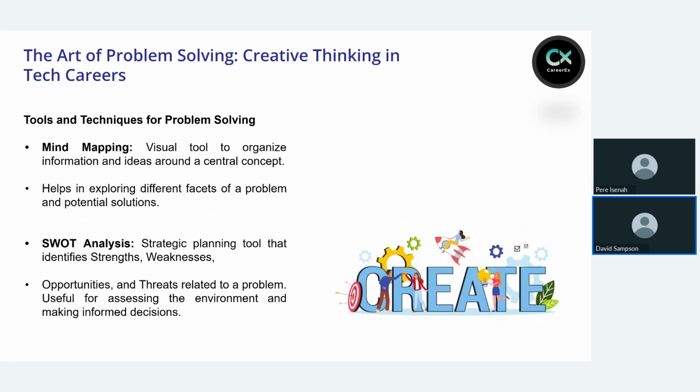Okay, now there are tools and techniques you can actually employ in order to solve problems. So the first one is mind mapping. Mind mapping is like a visual tool used to organize information and ideas around a concept. It helps you explore different facets of the problems, potential solutions, break them down into subtopics, connecting them visually. Largely, you're working with your mind how to solve problems.